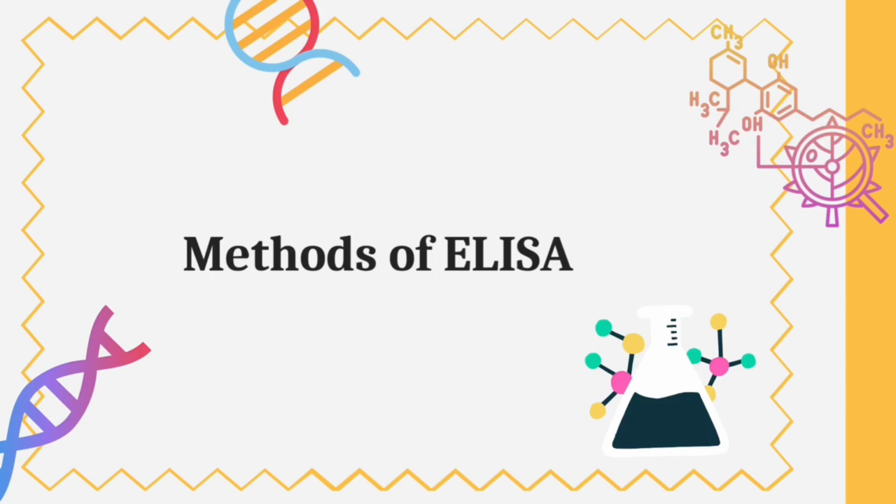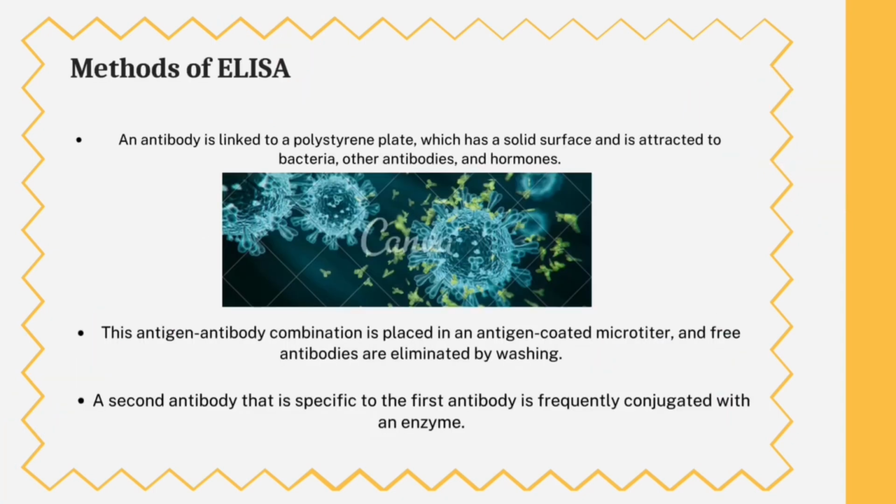Methods of ELISA. ELISA is one of the simplest blood tests to do. It is fast and only takes a blood sample from the patient. The first step is the antibody is linked to a polystyrene plate, which has a solid surface, and it is attracted to bacteria, other antibodies, and hormones. The next one is the antigen-antibody combination is placed in an antigen-coated microtiter and free antibodies are eliminated by washing.